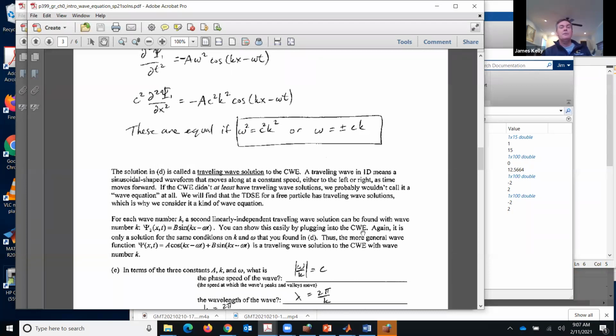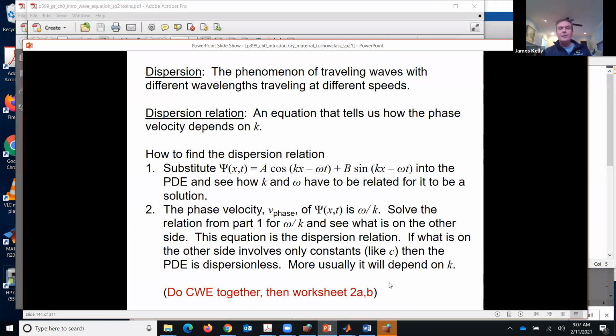In other words, it's dispersionless. Okay. Now, let's try it. So that was the demonstration of the classical wave equation. And again, you're seeing a lot of abbreviations I'm using here, CWE for classical wave equation.